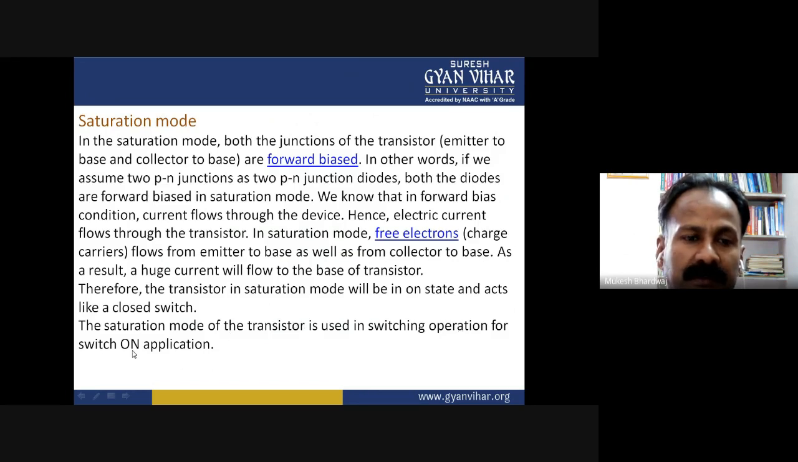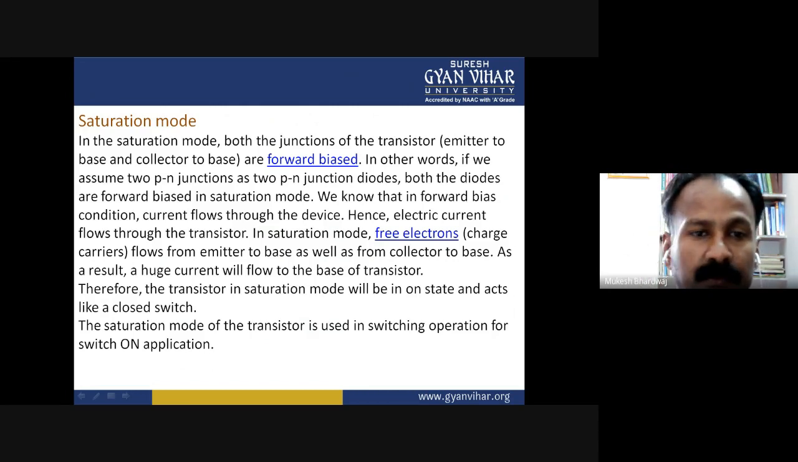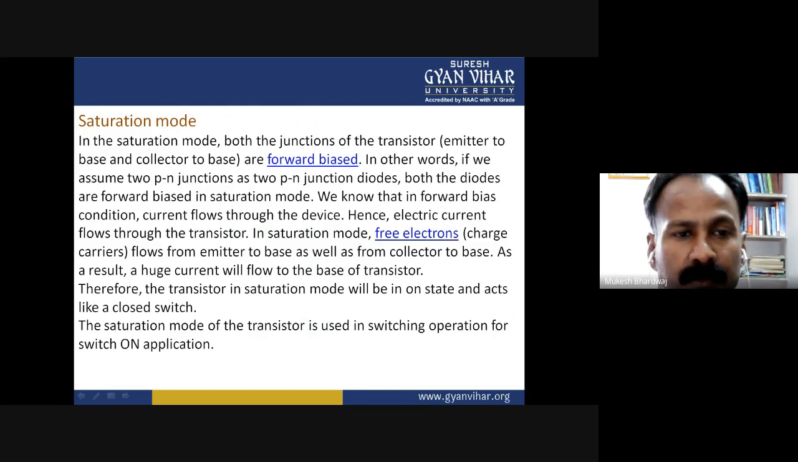Saturation mode. In saturation mode, both junctions of the transistor, emitter to base and collector to base, are forward biased. In other words, if you assume two PN junctions as two PN junction diodes, both the diodes are forward biased in saturation mode.